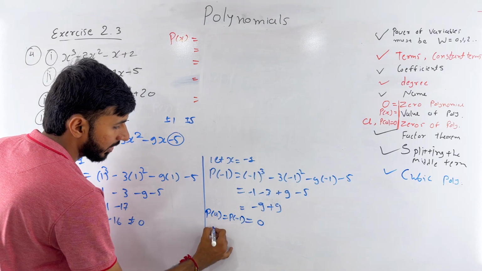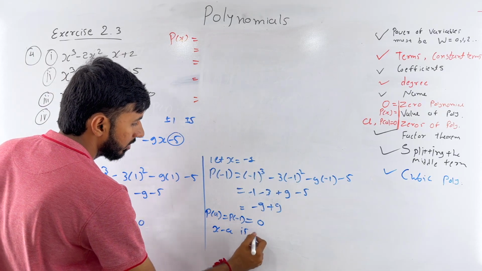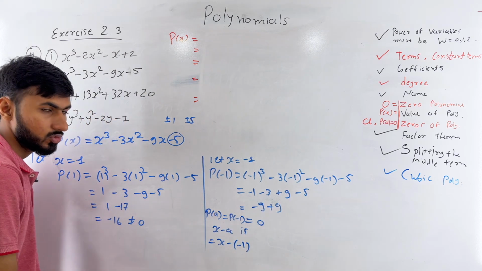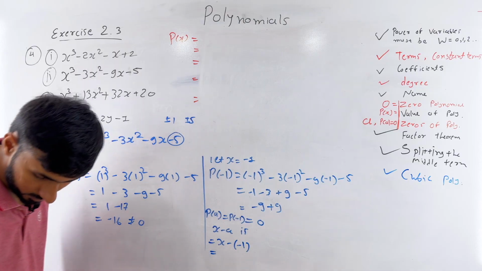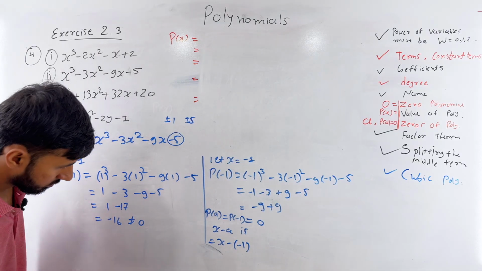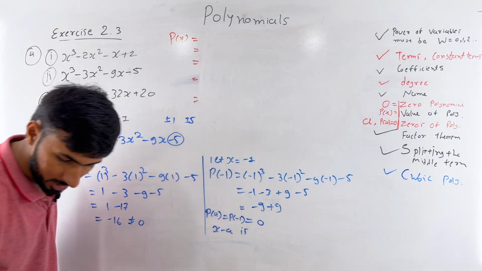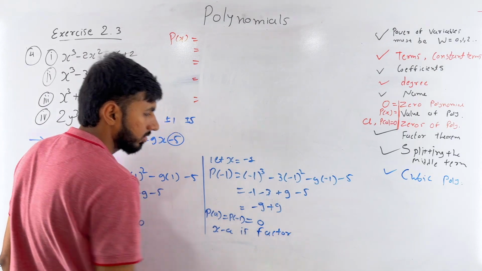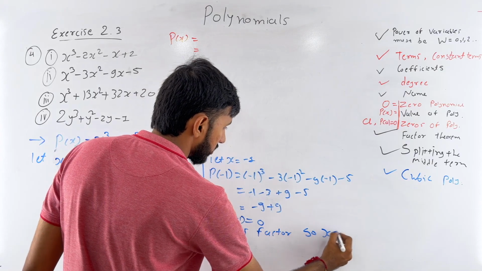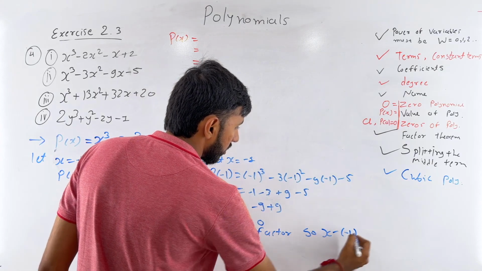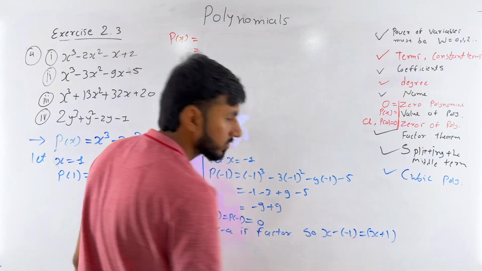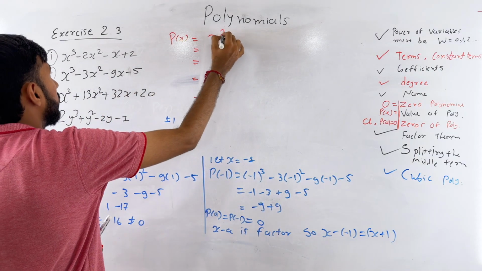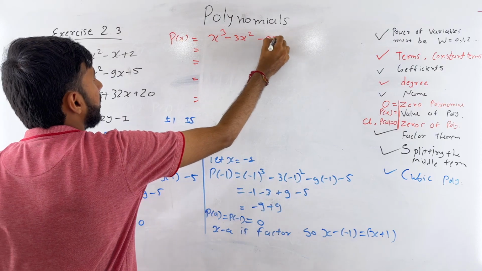So by factor theorem, I can write x minus a is a factor. I have a is equal to minus 1, so x minus minus 1. Let me write it here, x minus a is a factor. So x minus minus 1 is equal to x plus 1 is our first factor, right? So we can write that for our polynomial x cube minus 3x square minus 9x minus 5.